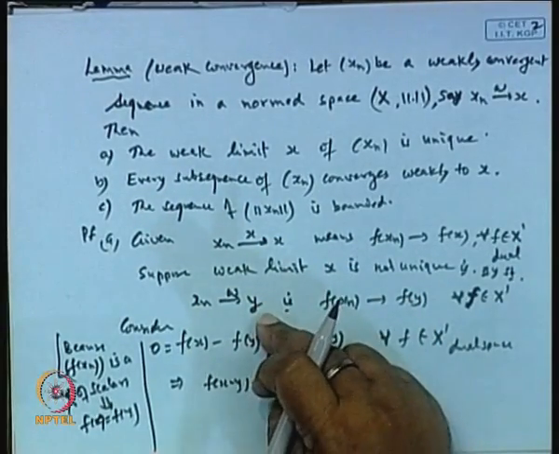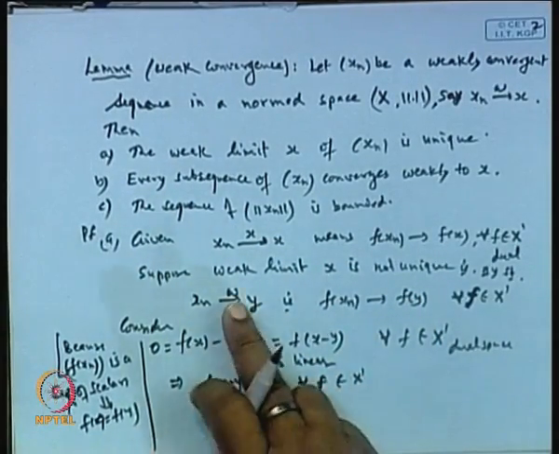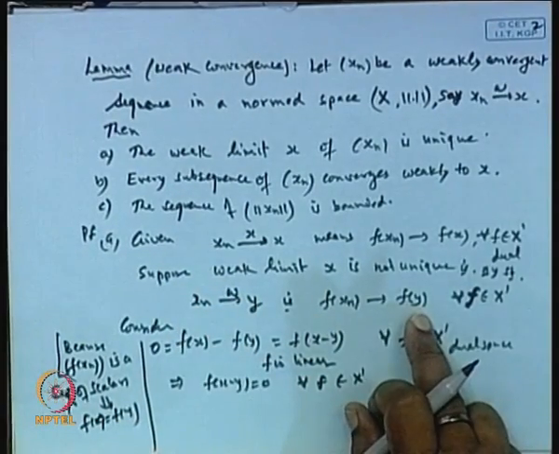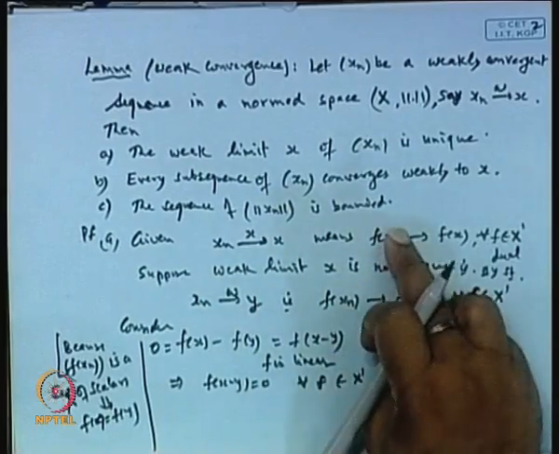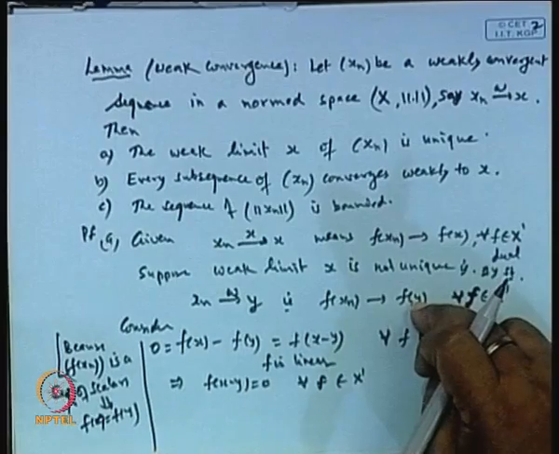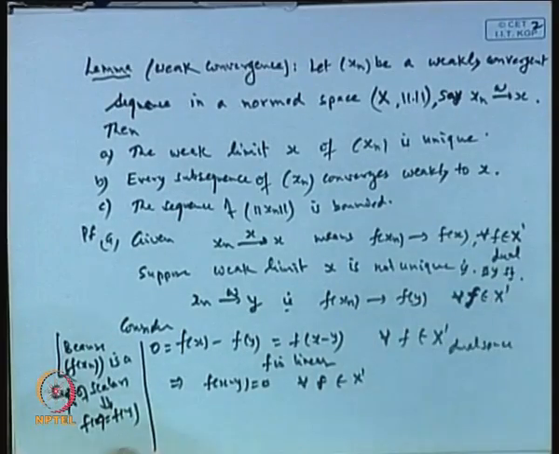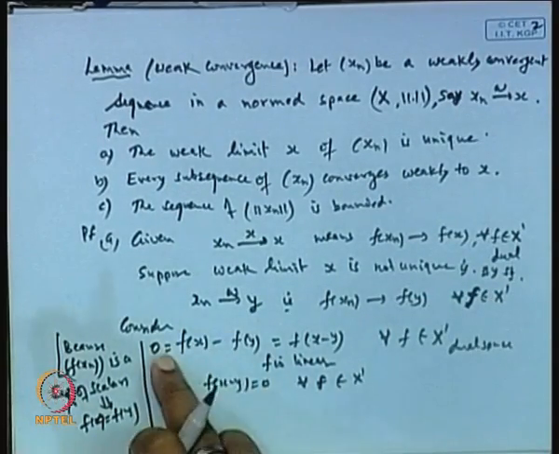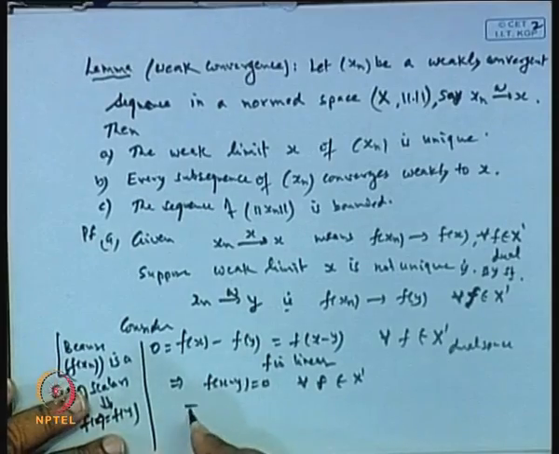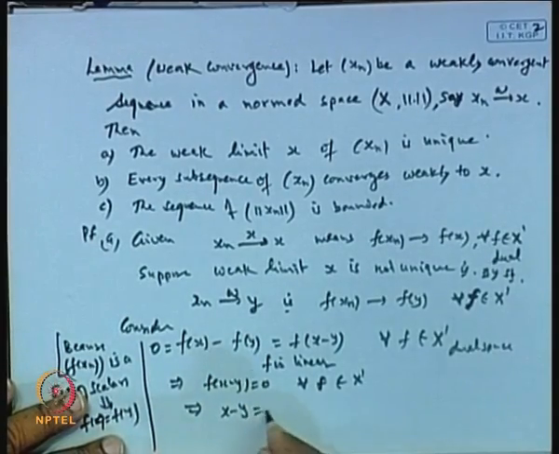So, we are assuming another y, but basically by definition of weak convergence, the image of x n under f will go to f of y. Since f of x n is a sequence of scalars, its limiting values f x and f y will not be different, therefore they are equal. So, once they are equal, the difference will be 0. This is 0 for every f belonging to X dash. Now, from here we can say x minus y equal to 0.